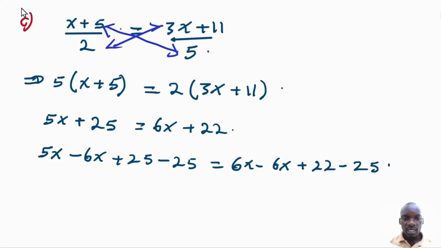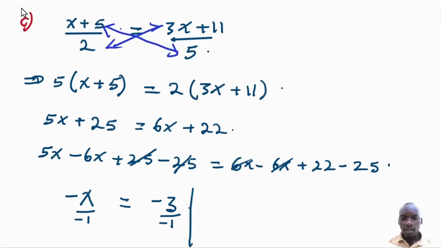5x minus 6x, we are remaining with negative x. Then this 25 and this cancel out, being equal to this 6x and this 6x cancel out. So we have 22, take away 25. This is giving us negative 3. To get the value of x, simply we are going to divide or multiply by negative 1. So this is now divided by negative 1, implying that our value of x equals 3. This becomes our correct answer for part C.